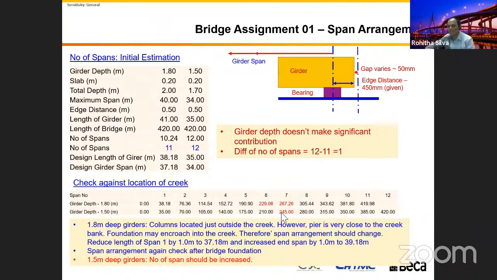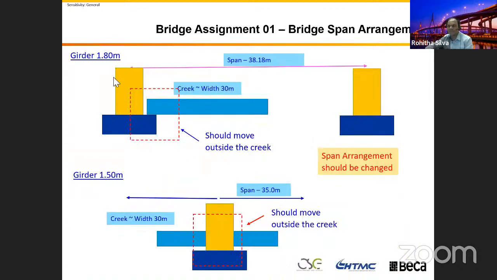If you go to 1.5 meter span, no problem, but that is right in the middle of the creek. Right in the middle of the creek. Therefore, this solution is not acceptable. The 1.8 meter deep solution, one is quite close to the creek. If I put the foundation, it encroaches the creek. Therefore, this is not acceptable. We need to go back and change it. And the other one is right in the middle of the creek.